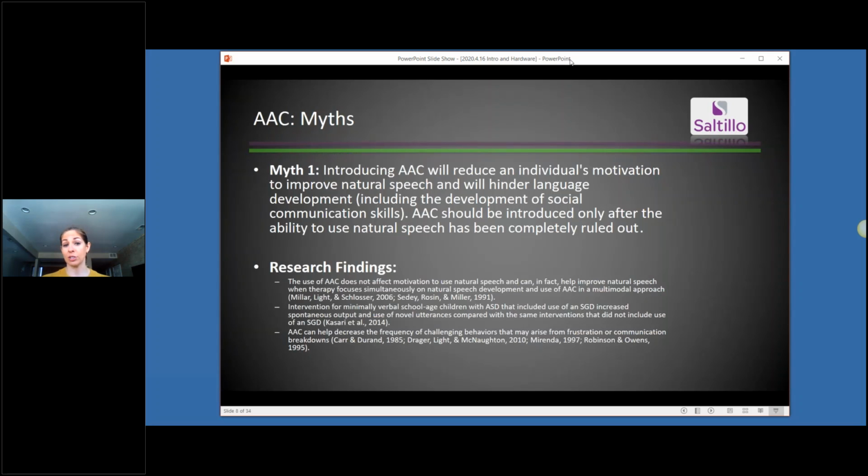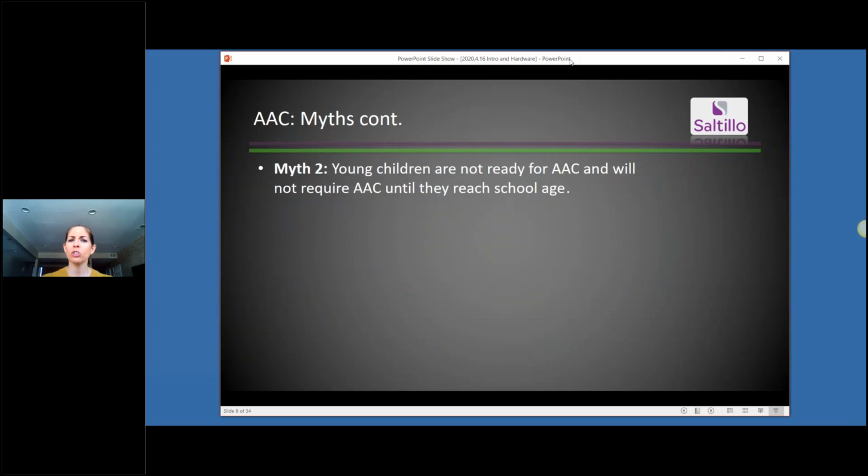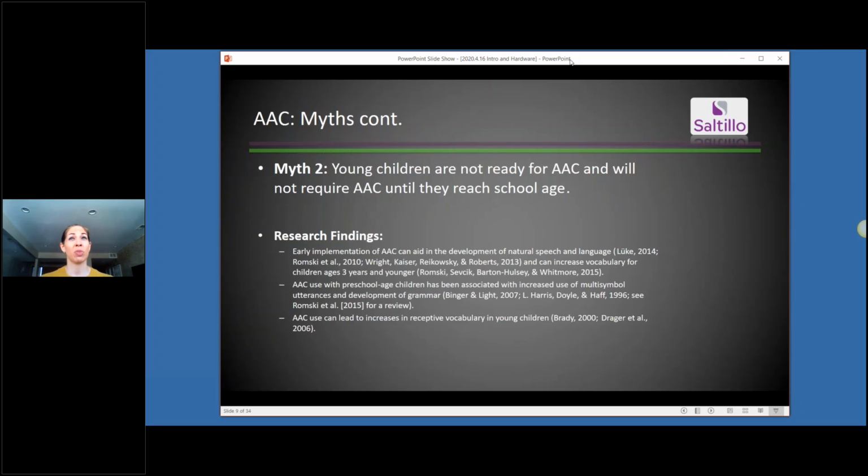Fortunately, there's been a lot of research, and every bit of research has stated that this is not true. It is common to come across those who feel that if I use an AAC system, they're not going to want to verbally speak. And that is not true. A second common myth is that young children are not ready for AAC and they don't require AAC until they get to school. We know that that's not accurate as well.